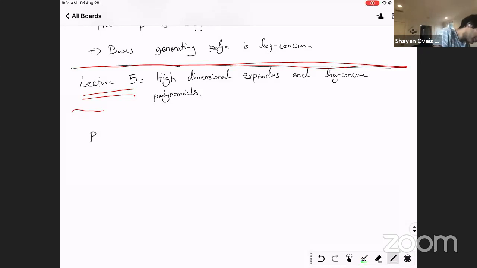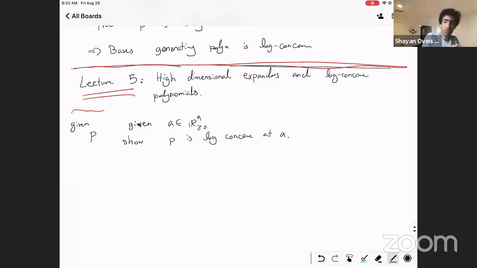So given P, and given, let's say, a point A in the non-negative reals, I want to show that P is log concave at A. So you said I'm going to do this inductively. How would I do it? So the first observation is that, by log concave at P at A, I mean that the Hessian of log of P at A is negative semi-definite. So that's what you want to prove.